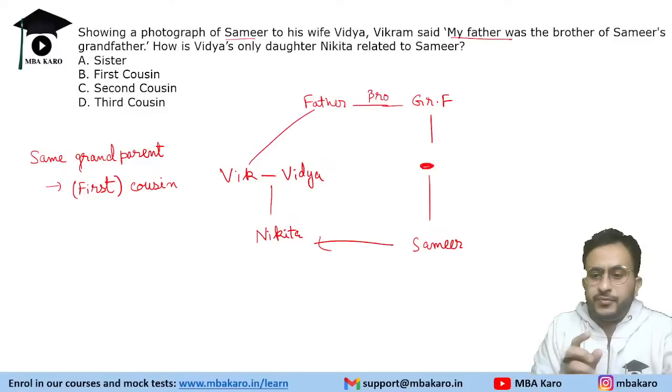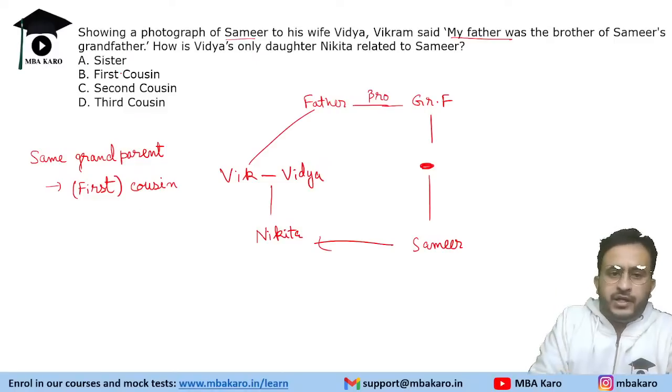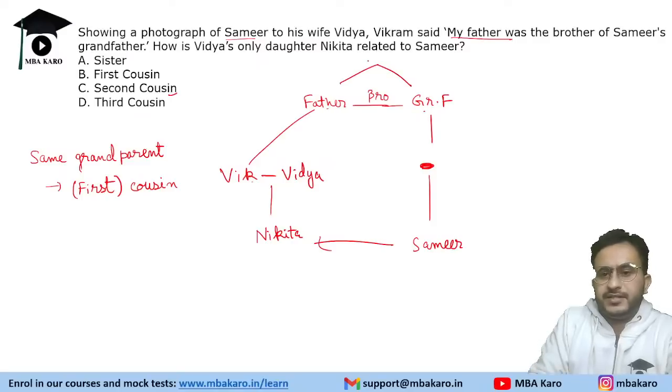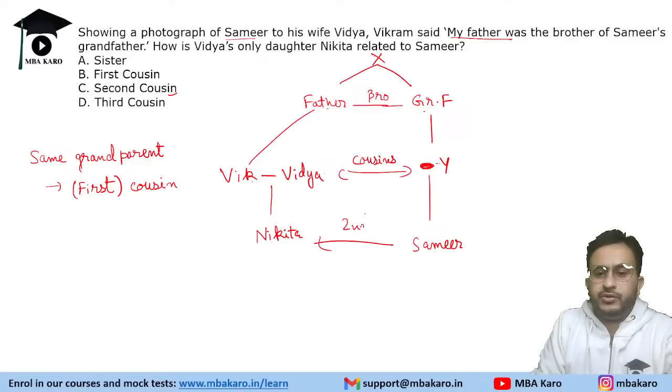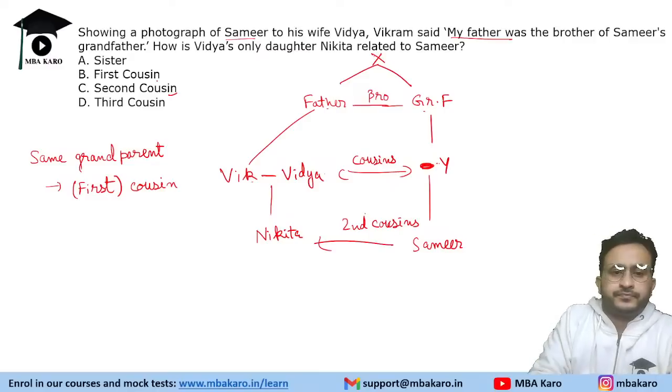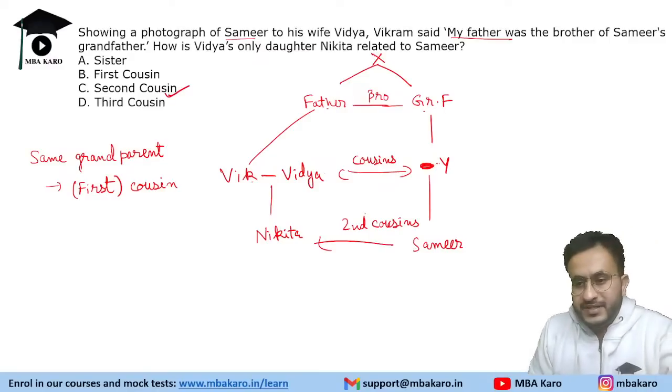Now, last year there was a question on the second cousin concept. Now, what is a second cousin? See, they have a grandfather and these people are brothers. So there will be some father of this, let us say X. So Vikram and this person, let us say person Y, Vikram and Y are cousins. So these are cousins. And one generation below, they will be second cousins. So these people will be second cousins.